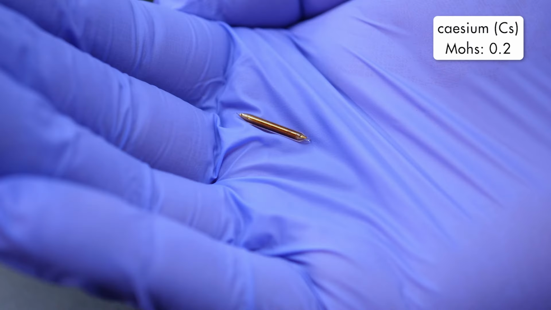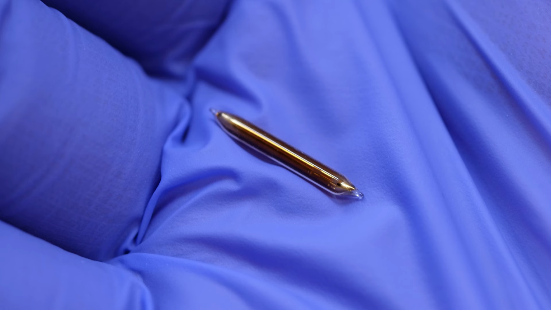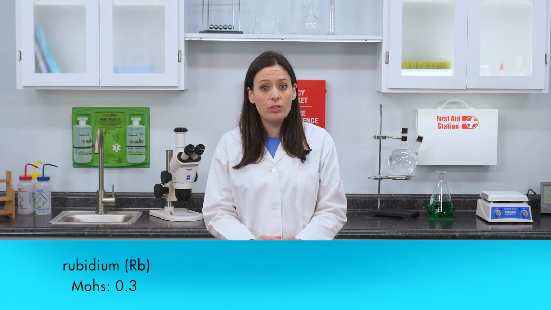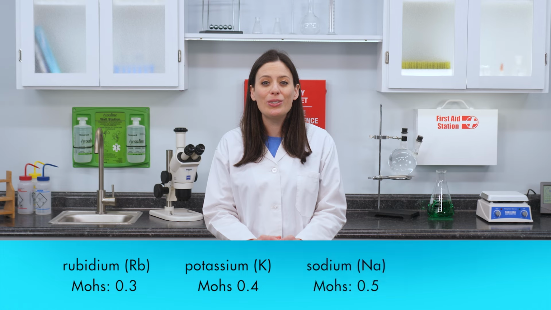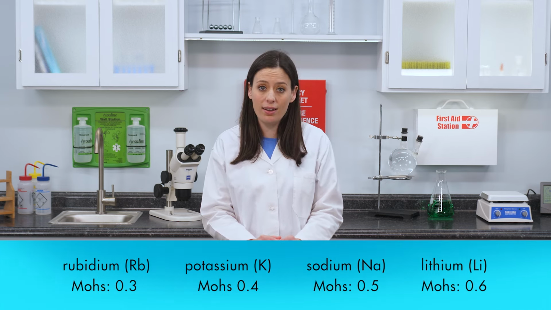Metals have a wide range of hardness values. In fact, 5 metals are even softer than talc. The softest metal is cesium, which has a hardness value of only 0.2. Cesium is so soft you could scratch it with your fingernail. But since cesium is extremely reactive, this sample is sealed in a glass ampule. The metals rubidium, potassium, sodium, and lithium also have hardness values of less than 1.